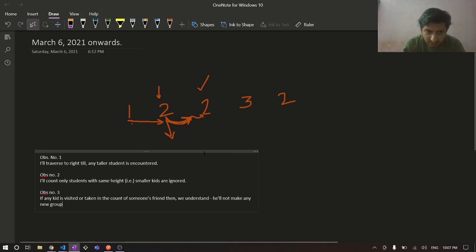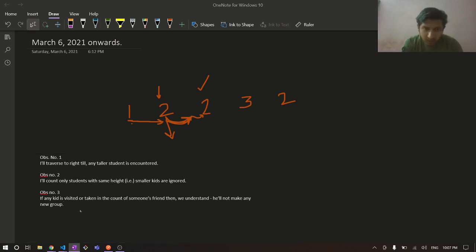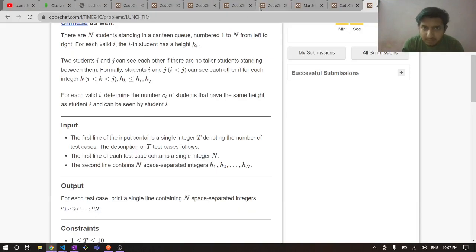That makes sense, because if he is with this one, then he will only be the friend of the guys who are in this set of non-taller students with the same height. So this is the third observation. I'll suggest you to think about it if you couldn't get it. Now let's come to the solution fast.